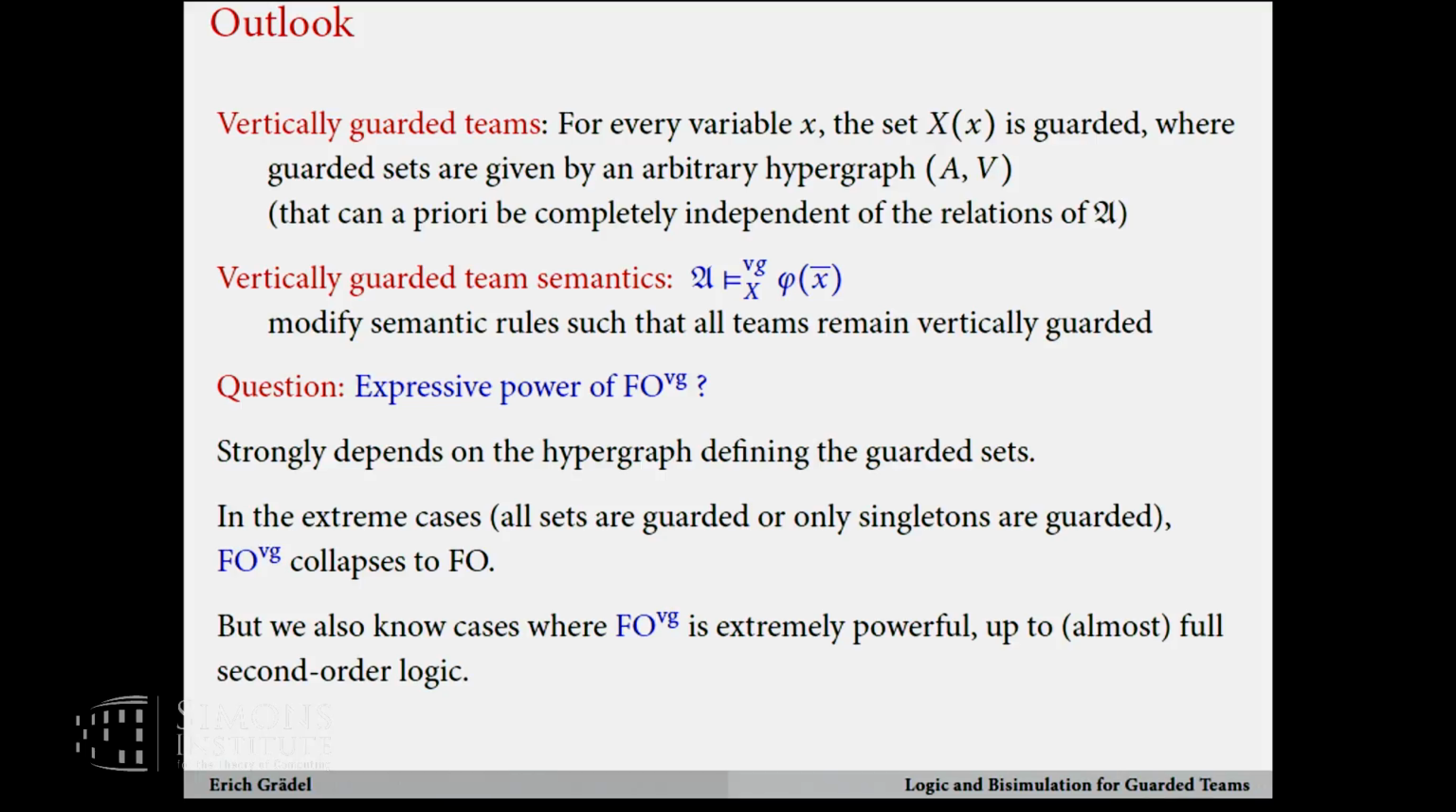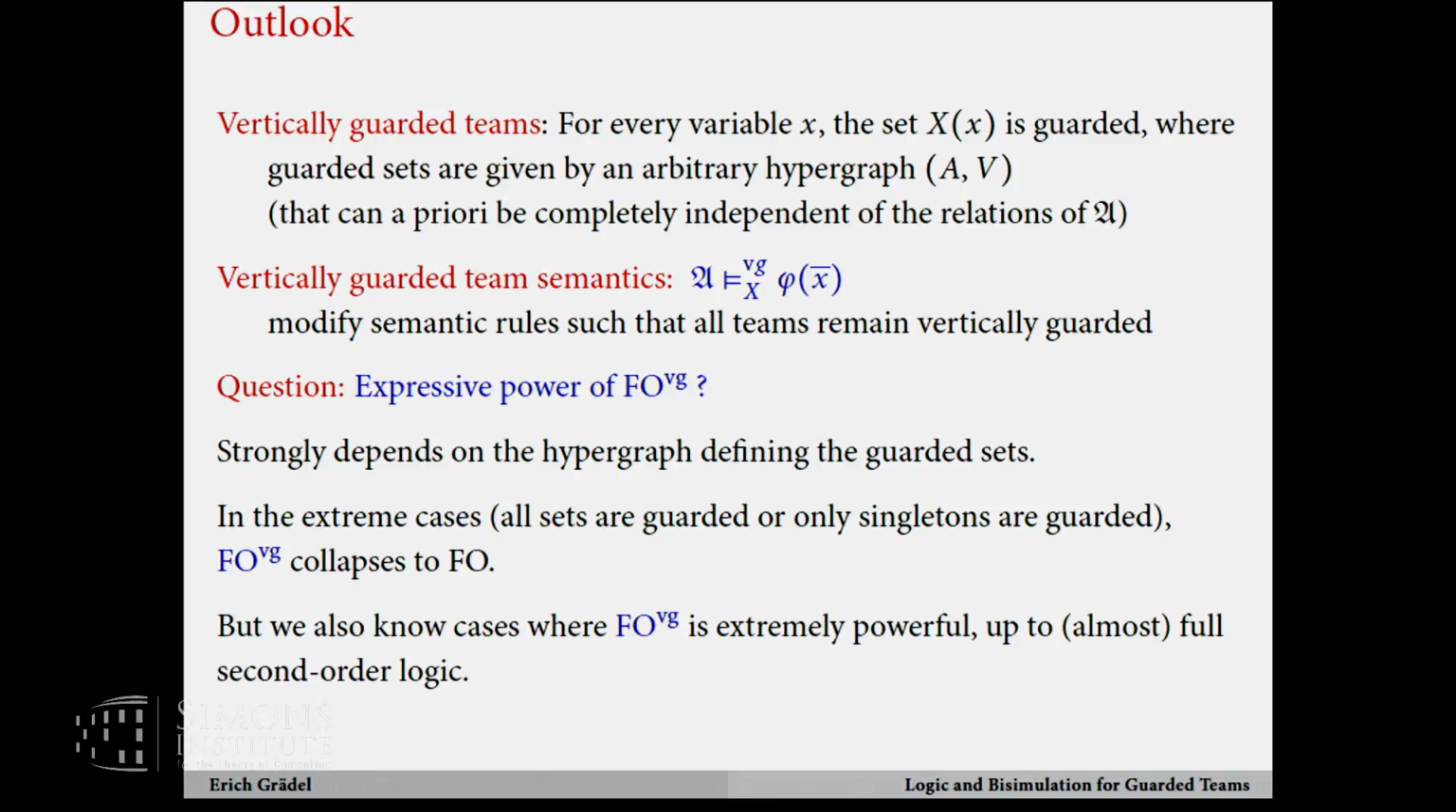So as an outlook, of course, this notion of guarded teams is just one way how one can define guarded teams. What we did, we guarded the teams horizontally. Every assignment is a tuple that lives close together. We could also look at the columns. So look at the set of all values for one particular variable and say that that set has to be guarded, covered in some way.